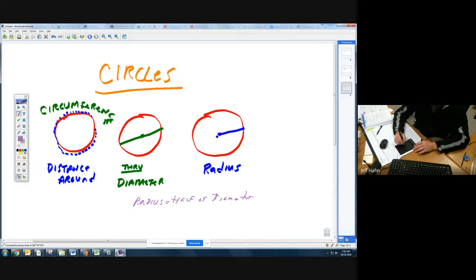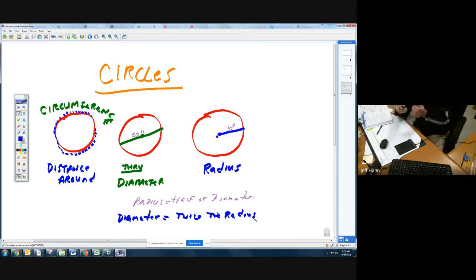In other words, if I know that the diameter is 20 inches, then I know that the radius is half of that, that is 10 inches. And kind of the opposite to that is this. The diameter is twice the radius.